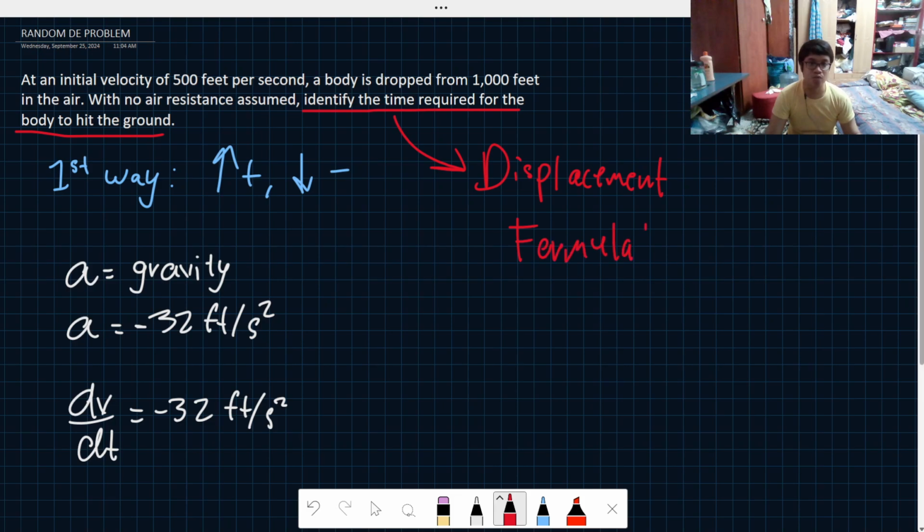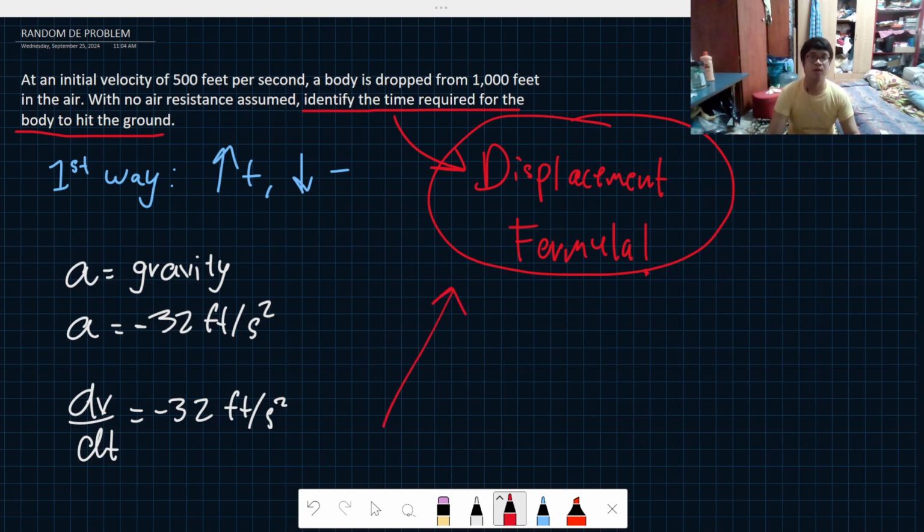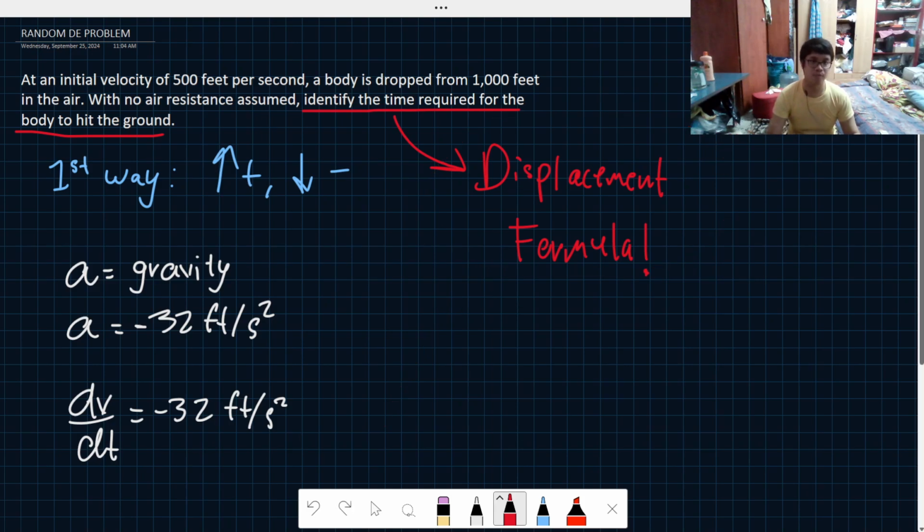The problem here is that we don't have a displacement formula. So, how are we going to find a displacement formula? That is actually what we're going to do. We must find first the displacement formula before we answer this problem. The question is, how?